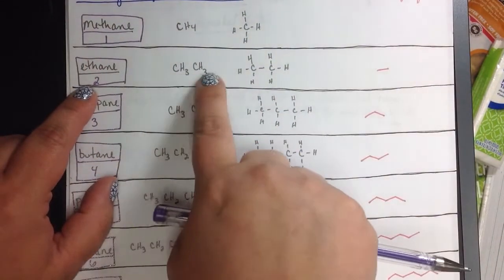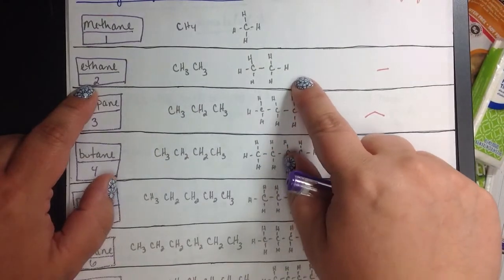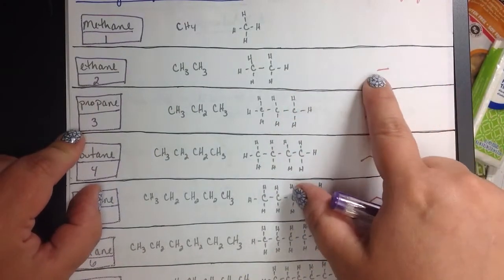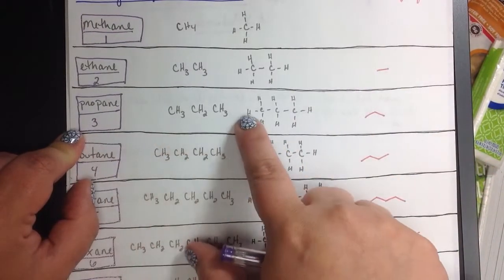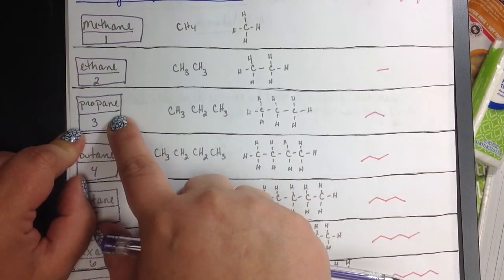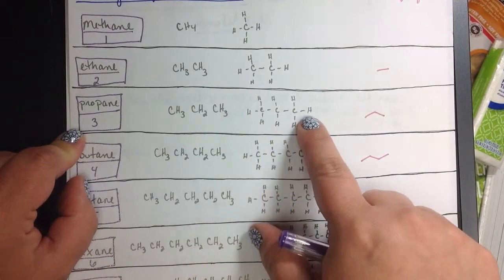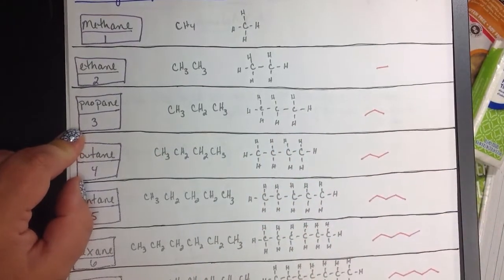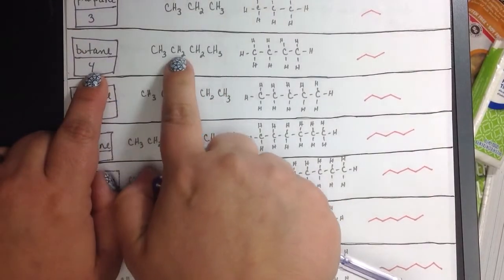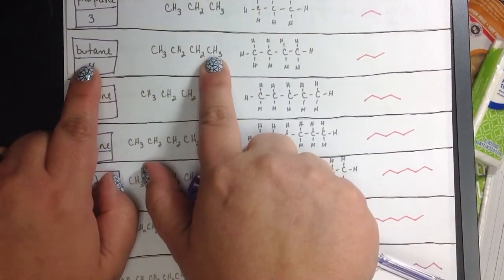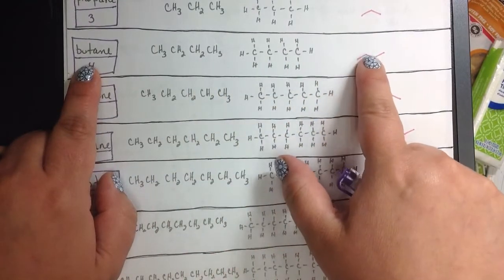Next we go to 2 carbons. That is called ethane. And we can actually write this as a line as well. Next we have 3 carbons, which is known as propane. 3 carbons can be represented this way or like that. Next we have 4 carbons, 1, 2, 3, 4. This is known as butane.